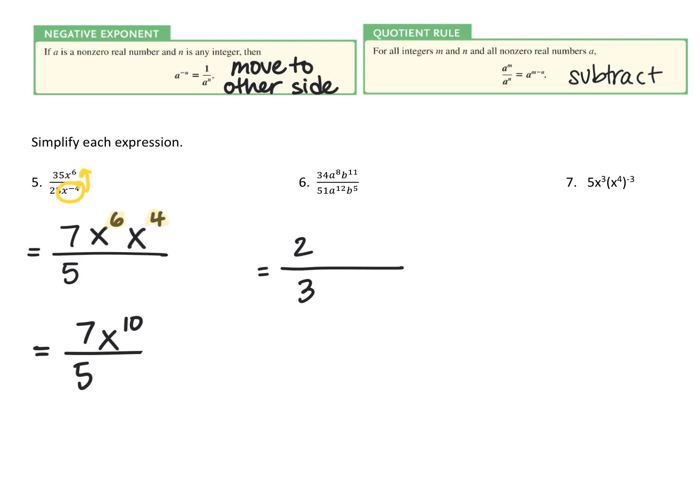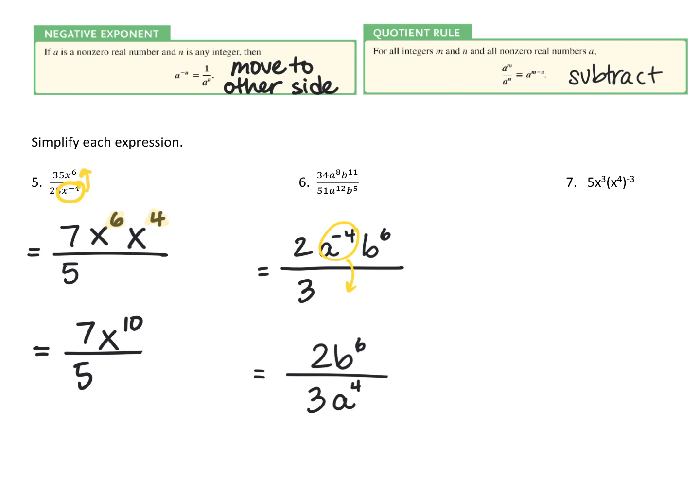And we're going to use the quotient rule, which says that when I have division, the same base, I go ahead and subtract my exponents. So I would subtract 8 minus 12, I would get -4. And 11 minus 5, that gets me 6. Now you can't have a negative exponent if you're simplifying, so this needs to move down, making this fraction become 2b to the 6th on the top, and then the denominator, 3a to the +4. When you move it to the other side, the whole reason of doing that is so that the exponent becomes positive.